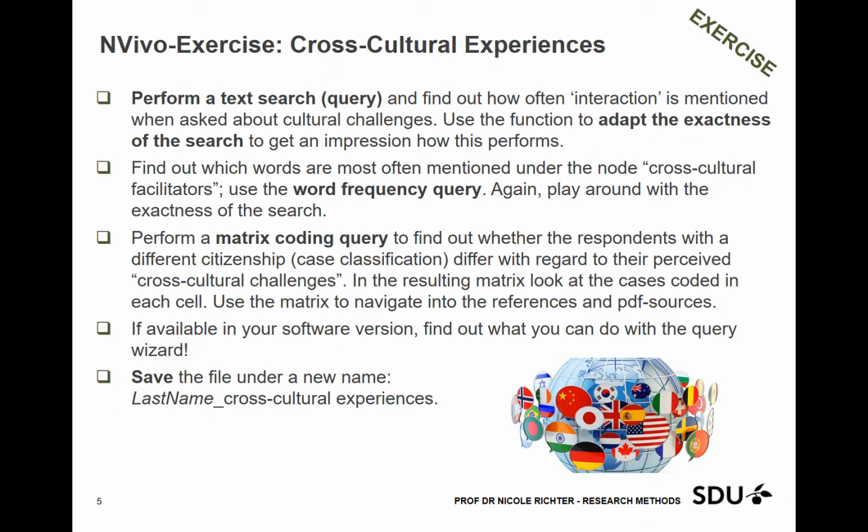Then you should do your own text search building upon the answers of the 10 respondents. You do your own word frequency query, and you should perform a matrix coding query building on certain classifications, as you can see on the slide here. If available in your software, you might also explore the query wizard as introduced in the video. And don't forget to save the file under a new name so that you can make use of it later.